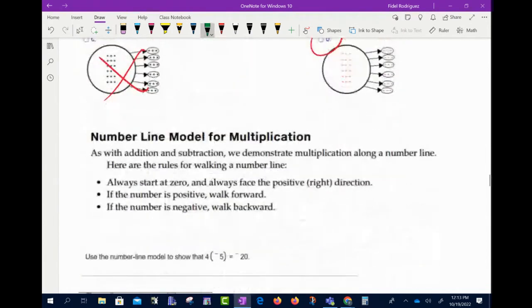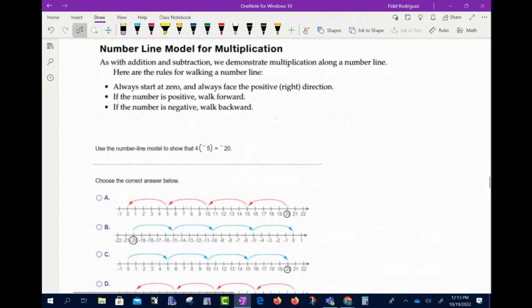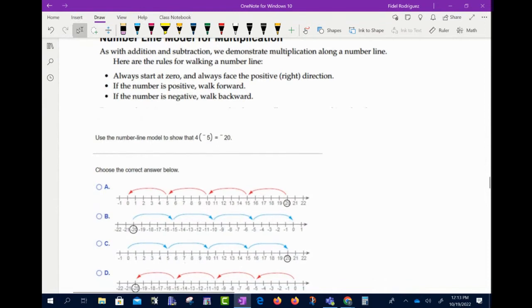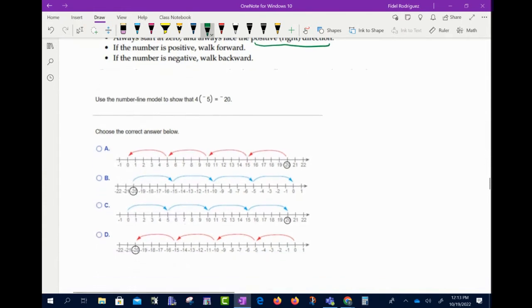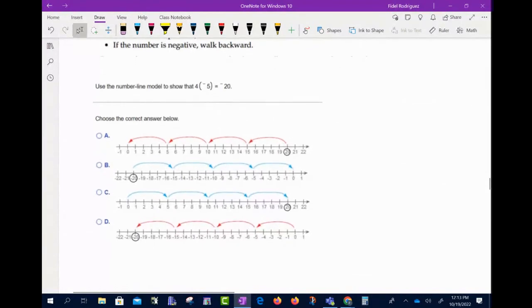Now, y'all, there's another way that we can do multiplication, and it's using the number line. Okay, so it says, just as with addition and subtraction, we can demonstrate the multiplication along a number line. Here are the rules for walking. So we're always going to start at 0, and we're going to face the positive or the right direction. If the number is positive, we're going to walk forward. If the number is negative, we're going to walk backwards, okay? So let's take a look. It says, use the number line model to show that 4 times -5 equals a -20.